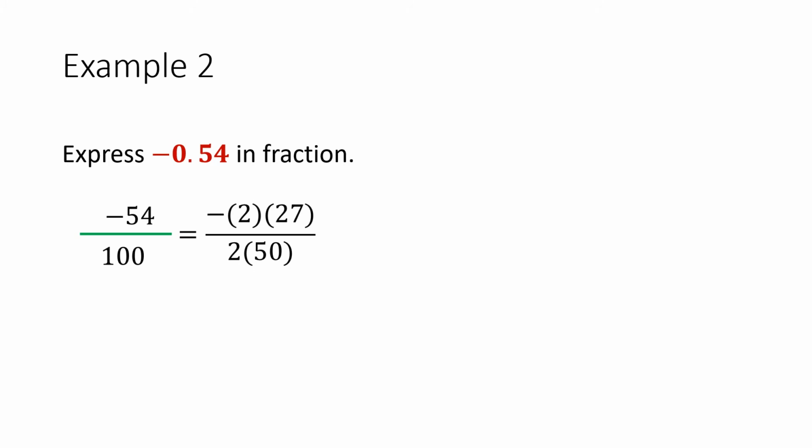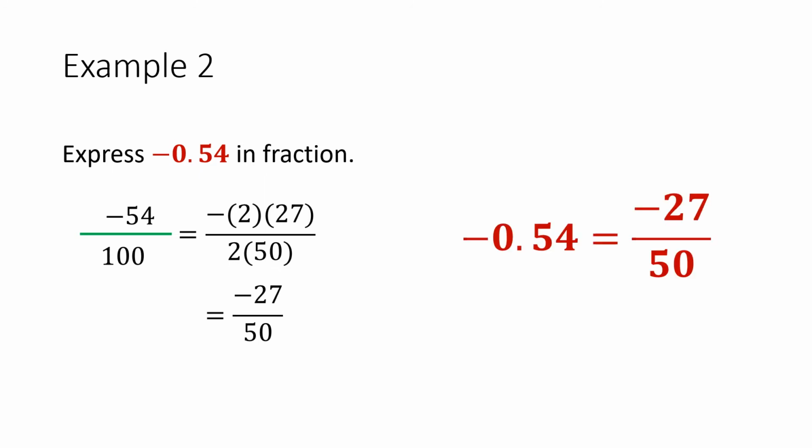Then you need to factor. So you have now negative 2 times 27, and then in the denominator, 2 times 50. Canceling 2, what's left now is negative 27 over 50. Therefore, negative 54 hundredths, or negative 0.54, is equal to negative 27 over 50.